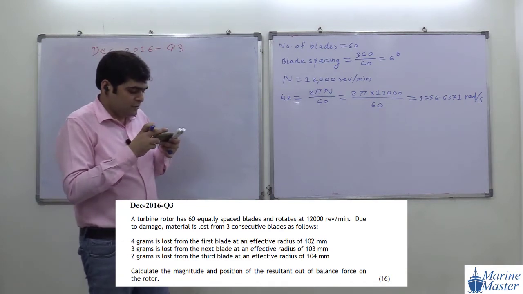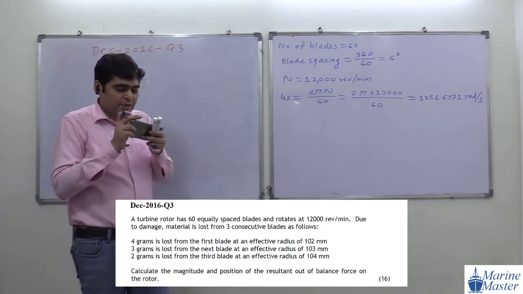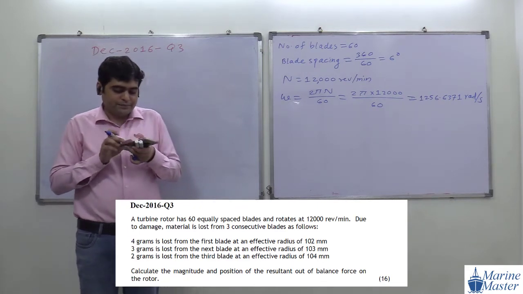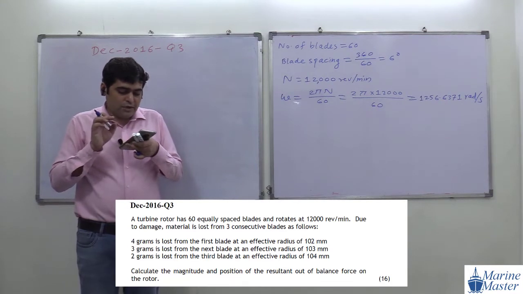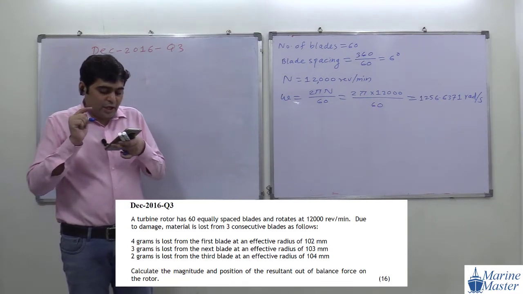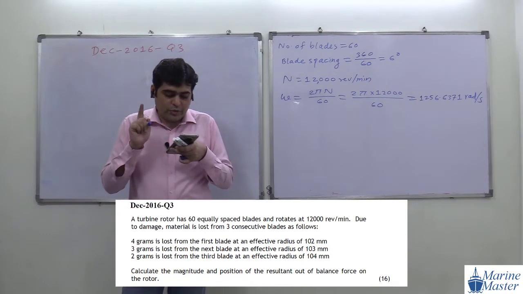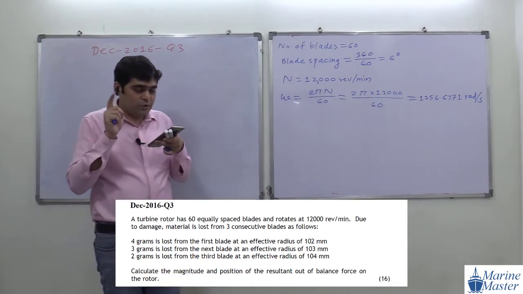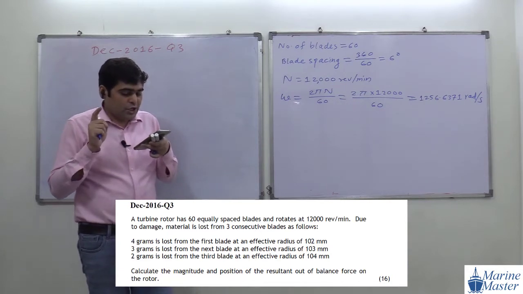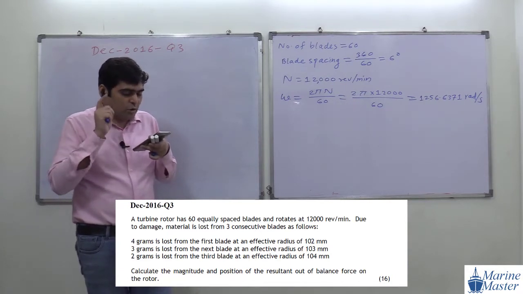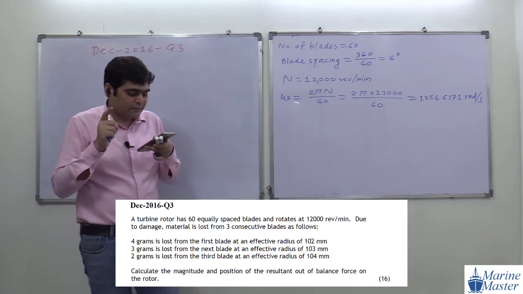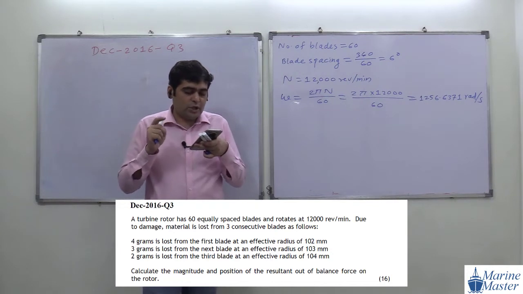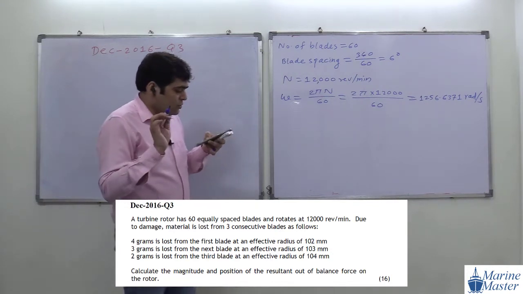We have N. Then see the scenario, what they have given us in the question. Due to damage, material is lost from 3 consecutive blades as follows. Okay, so see the point.